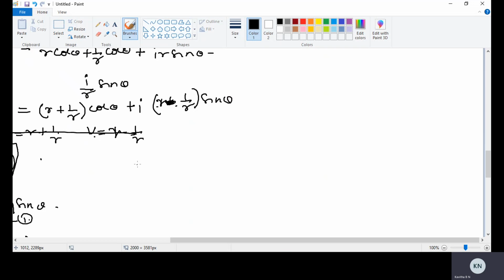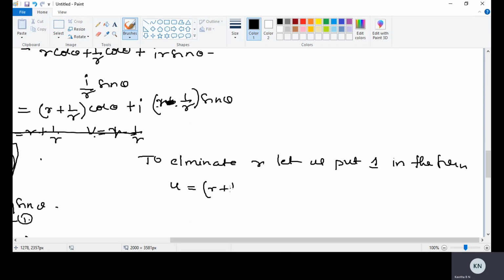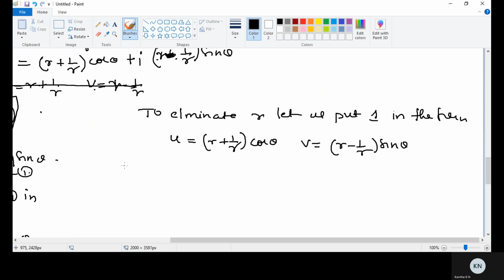Then similarly, next step, to eliminate the R, let us put 1 in the form. What is the equation 1 here? Equation 1 is U is equal to R plus 1 by R cos theta and V is equal to R minus 1 by R sin theta. We have to eliminate the R here.